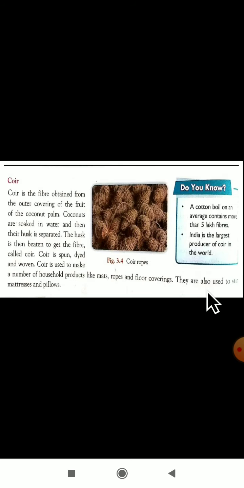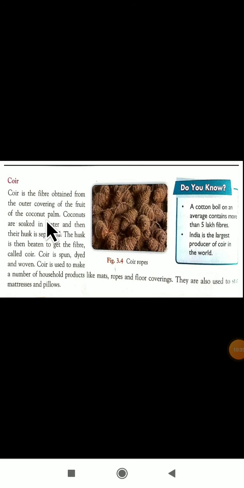Okay. Next, the plant fiber we are going to study today is coir. Coir is the fiber obtained from the outer covering of the fruit of a coconut palm. How are we getting the coir, dear students? We are getting the coir from the outer covering of the fruit of the coconut palm.